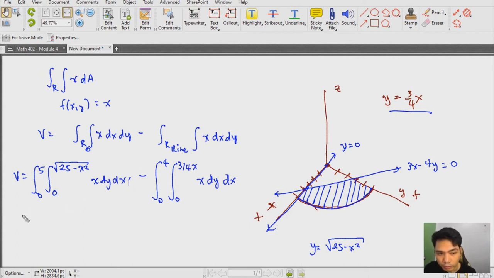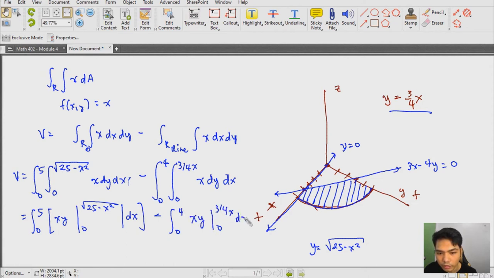So the volume would be the integral from 0 to 5. And then let's do the first part first. So this is actually xy, the integral from 0 to square root of 25 minus x squared, and then dx, okay? So minus the integral from 0 to 4 and then xy from 0 to 3/4 x dx. So basically that is what happens there.